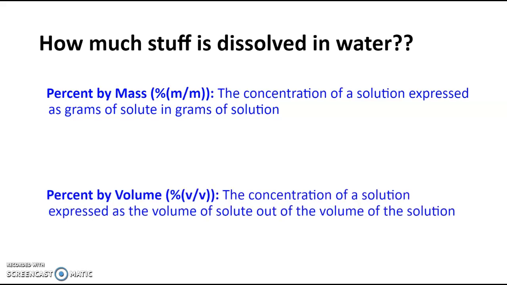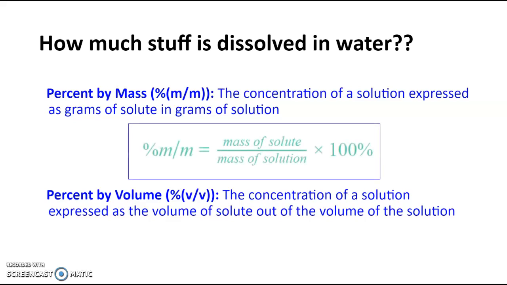You can also do percent by volume. So the concentration of a solution is expressed as the volume of solute out of the volume of the solution. So this would be a case where you're mixing two liquids, and that's where percent volume comes in really handy. If you're trying to dissolve alcohol in water to dilute it, or acetone in water to dilute it, that's when a percent by volume is really helpful.